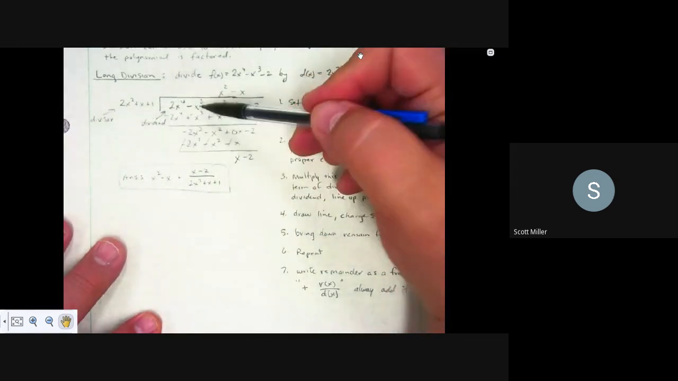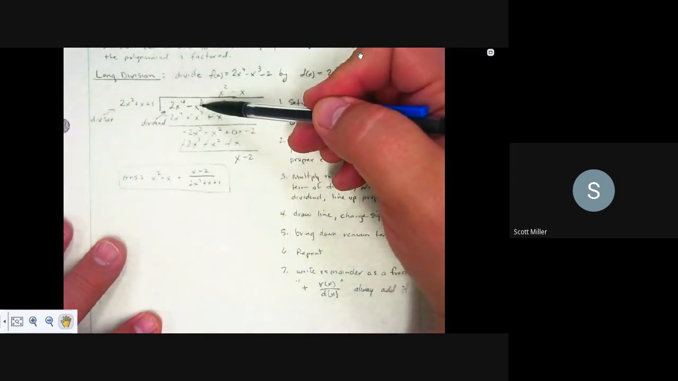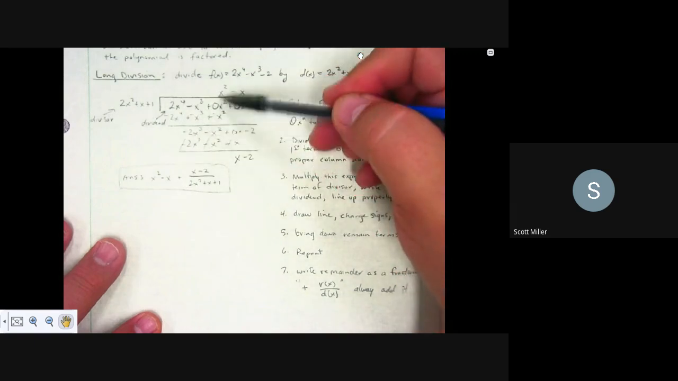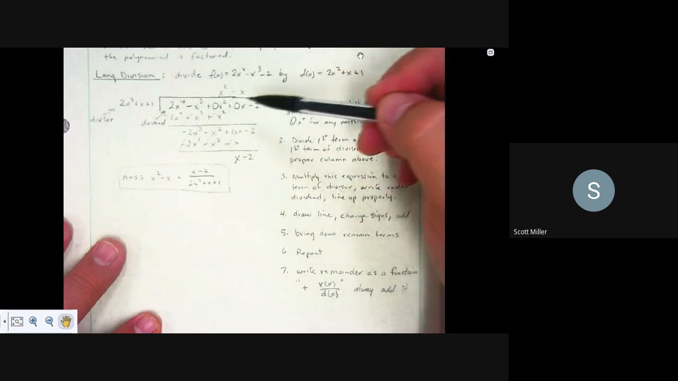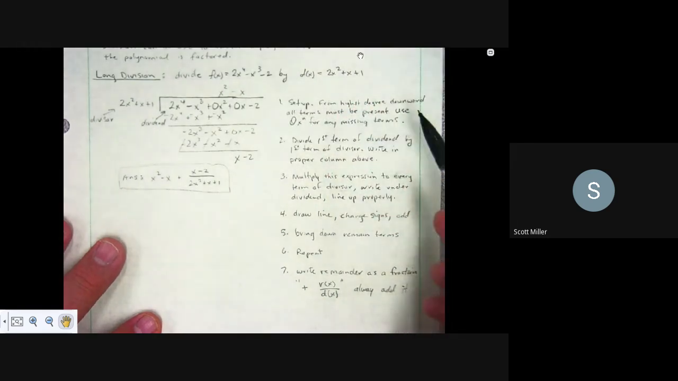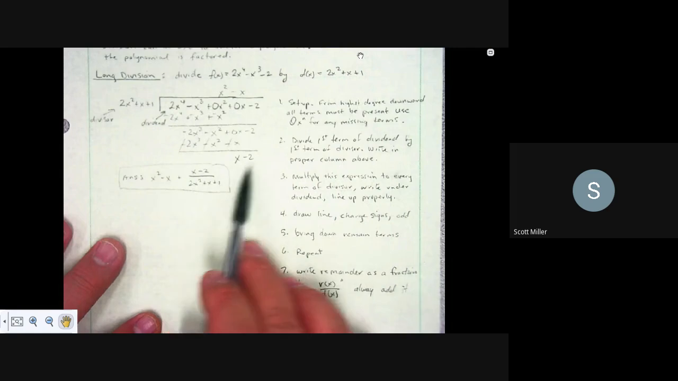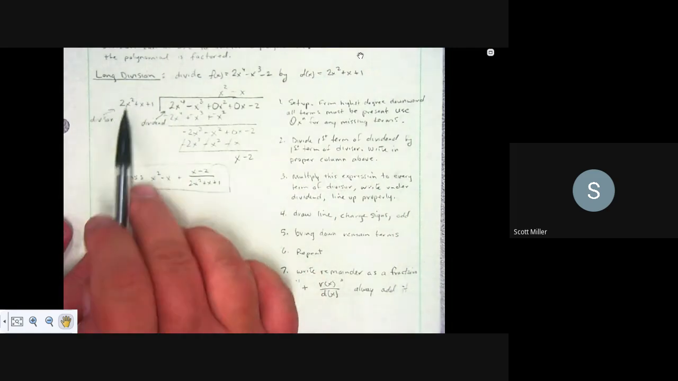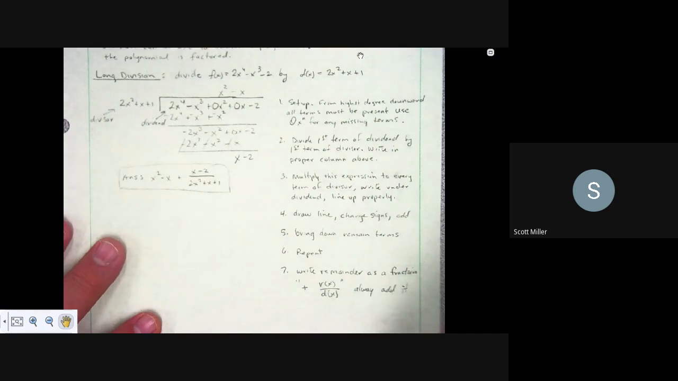So that's 0, a negative x to the third plus a negative x to the third is a negative 2x to the third, and so forth and so on. So once you've added the opposites here, then in grade school you brought down the next number, but in polynomials you bring down everything. And then you just repeat this process until you get down to the remainder, and that degree is less than this one over here, then you know you're done.